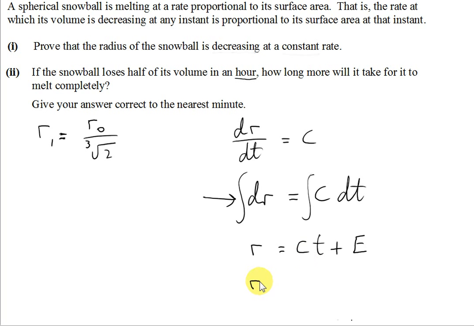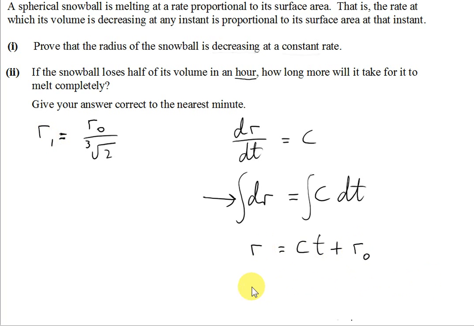Now let's consider the radius at time 0, like we did before. We just plug 0 in for t, and if we do that we get e. So this constant e is actually the radius at time 0. It's actually the initial radius, and we can write r at time 0 as r sub 0. So I sub r0 back in for e.